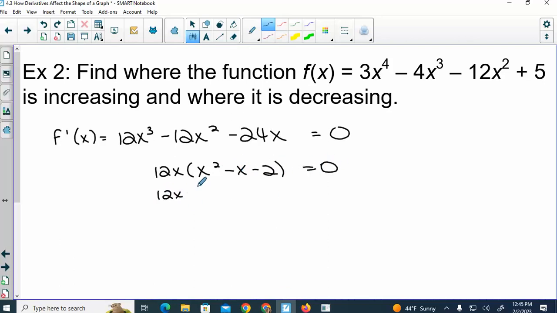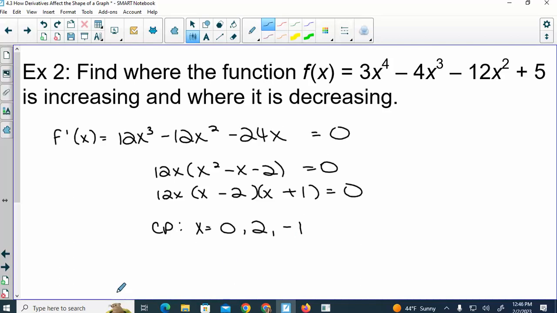Then we could do the easy method. x squared minus x minus 2 breaks into factors. What multiplies to negative 2 and adds to negative 1? -2 and 1. So what are my critical points? 0, 2, -1. Those are the points where my derivative is 0. So that's where I might change from increasing to decreasing.